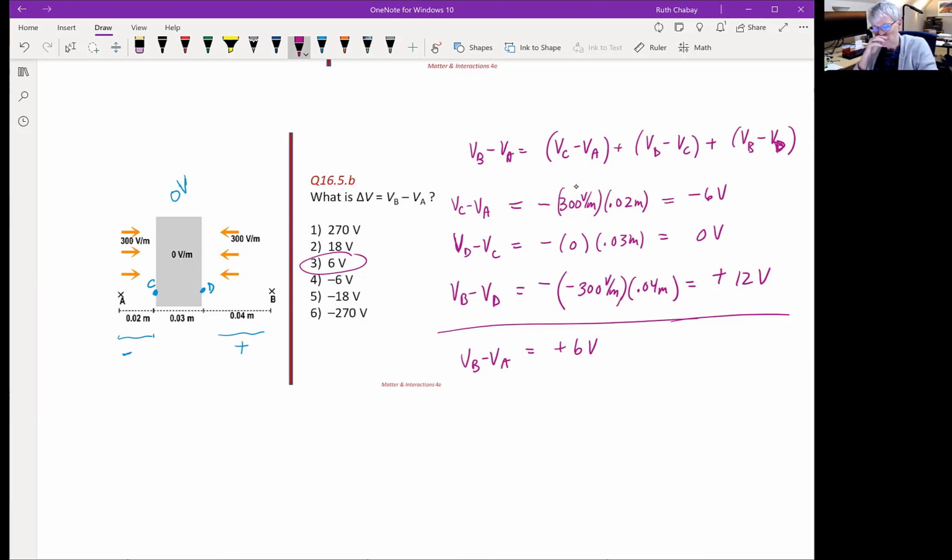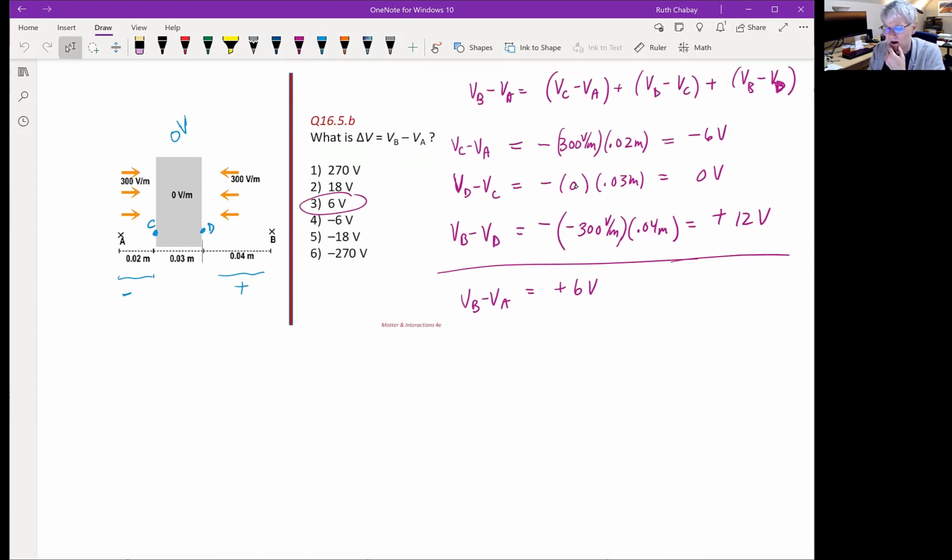Okay, try to ask a question. Well, no, volts is potential energy per coulomb. So it's related to work and energy, but it's on a per coulomb basis, just like electric field is a force per coulomb.